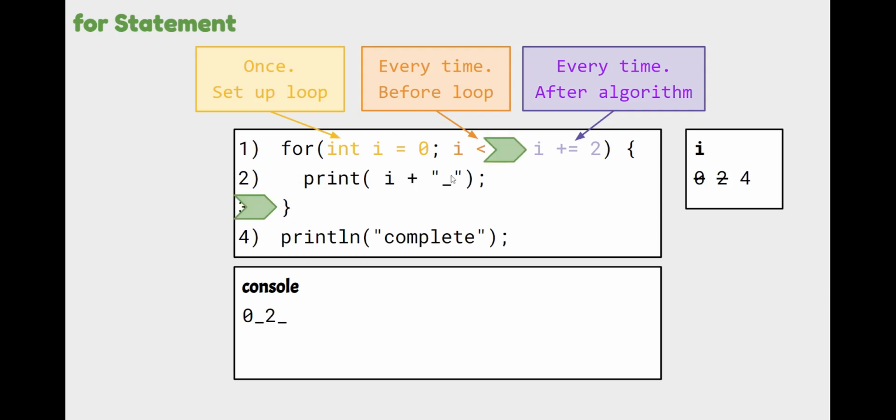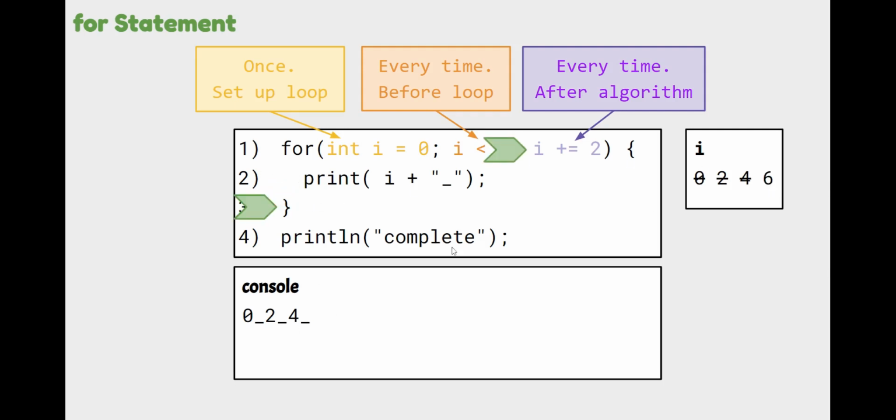We're at the end of our loop. We do our update statement. i becomes 4. We go back up to our looping condition. We're asking if 4 is less than 5. That's true. We're printing i and an underscore. That's 4 underscore. At the end of our loop, we update.